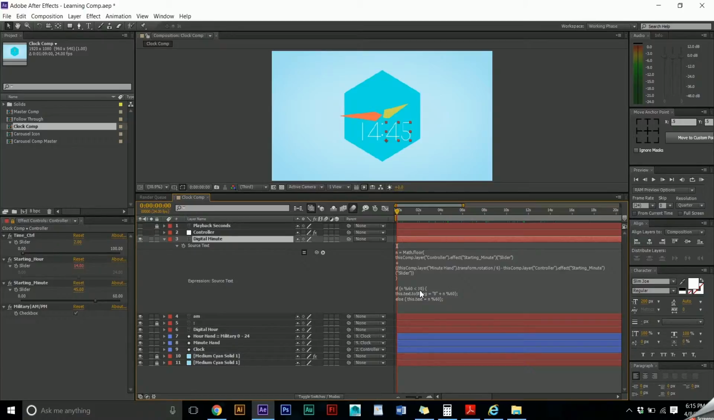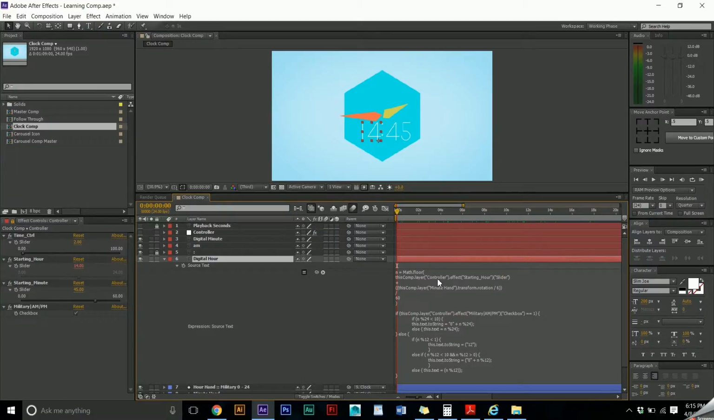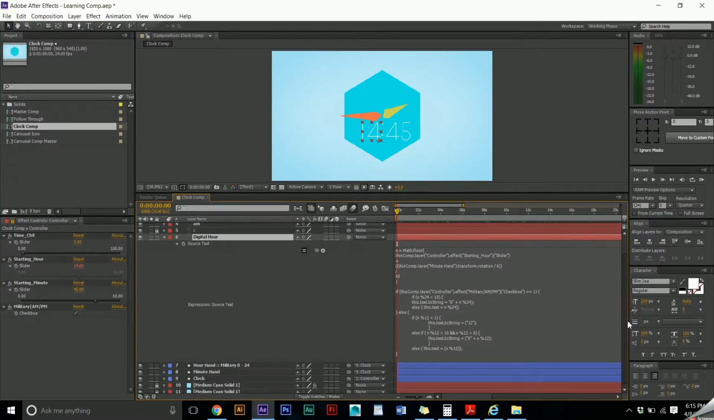So I have it if n is less than 10, add an extra 0 and then print out n mod 60, which is going to give me that remainder of 60. And then I went ahead and did the hour clock. This is a little more complicated. It's pretty much doing the same thing, starting hour plus that rotational information.